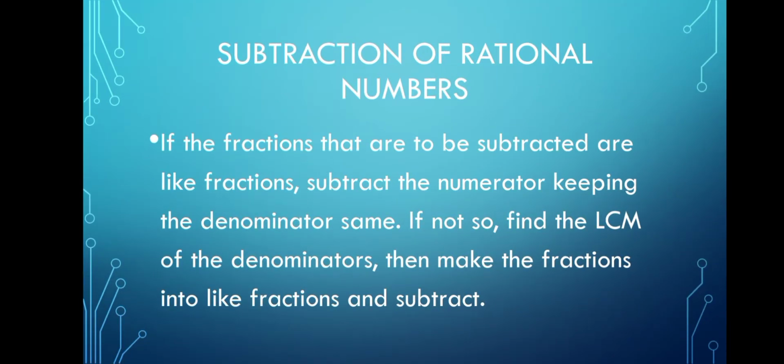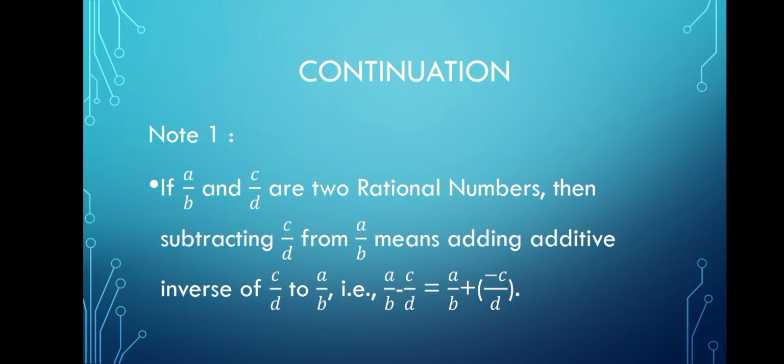Subtraction of rational numbers. If the fractions that are to be subtracted are like fractions, subtract the numerators keeping the denominator same. If not so, find the LCM of the denominators. Then make the fractions into like fractions and subtract. Note 1. If a by b and c by d are two rational numbers, then subtracting c by d from a by b means adding the additive inverse of c by d to a by b. That is, a by b minus c by d is equal to a by b plus minus c by d.